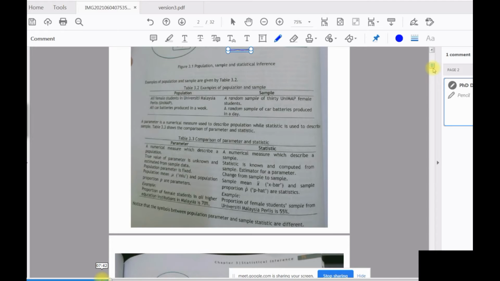And statistic. What is a parameter? Parameter belongs to the population. For example, we have a numerical measure which describes a population, but a statistic is a numerical measure which describes a sample. So what we calculate before this or later, we call it a statistic. For parameter, it belongs to the real population. Population parameter is fixed. There is an example here, and then there is an example for statistic.